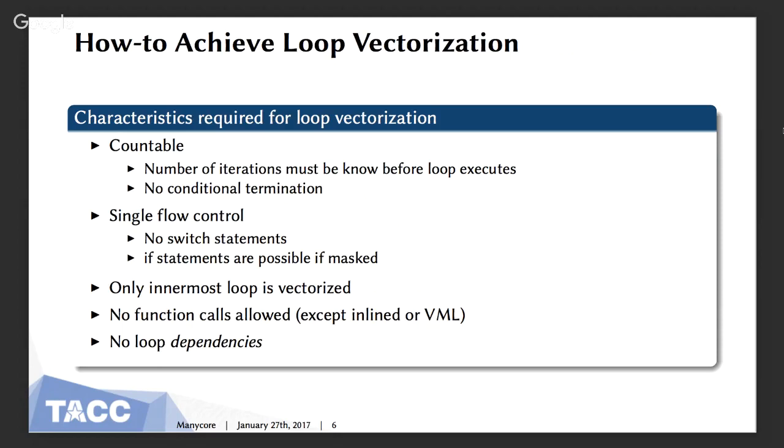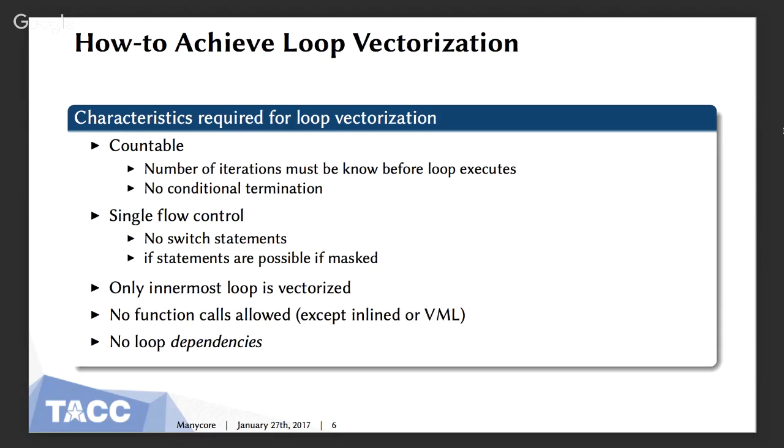You also have to have what's considered a single flow control. There has to be a single path through your code. You can't have switch statements in there. That will confuse the compiler and prevent vectorization. You can actually have if statements in there, but they have to be just straightforward if-else statements. If you start having nested if statements or something, you're not going to be able to achieve vectorization. Something to note is that only the innermost loop is ever going to be vectorized.